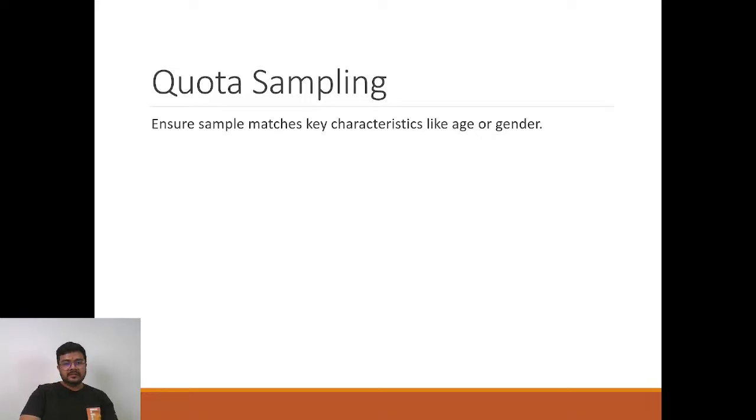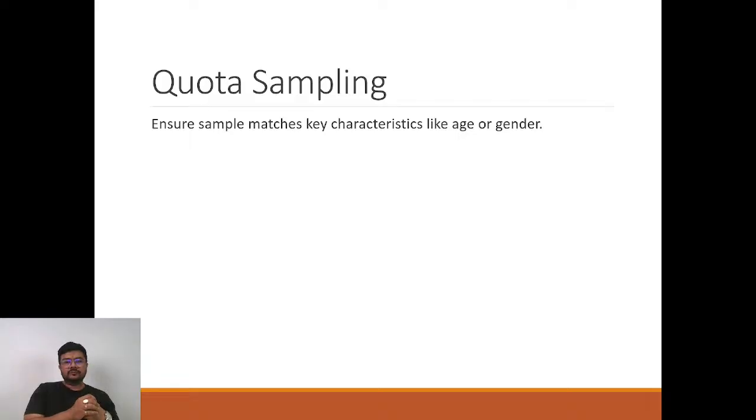All right. Then comes quota sampling. Quota sampling is again a kind of stratified sampling, but with a tinge of a non-probabilistic method. It ensures the sample matches key characteristics like age or gender, so this kind of sampling is based on demographics. So, for example, I'm the owner of a company selling baby products, not just baby products, but products related to children below 15 years of age, right?